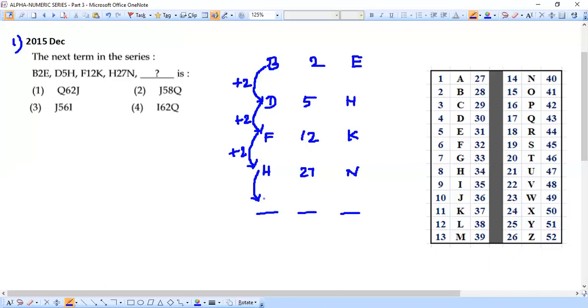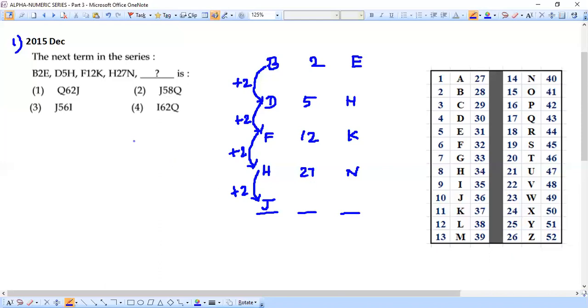Now, in order to find the first letter of our missing term, we need to once again do the same +2. So H +2, let's see what we'll get. H, we know already, is at the 8th position. So 8 + 2 will be 10, and 10 corresponds to the letter J. See the table, 10 is J, correct? So we successfully found the first letter of our missing term, which is J.